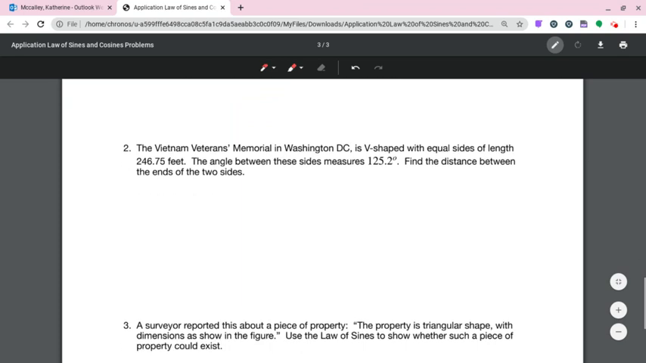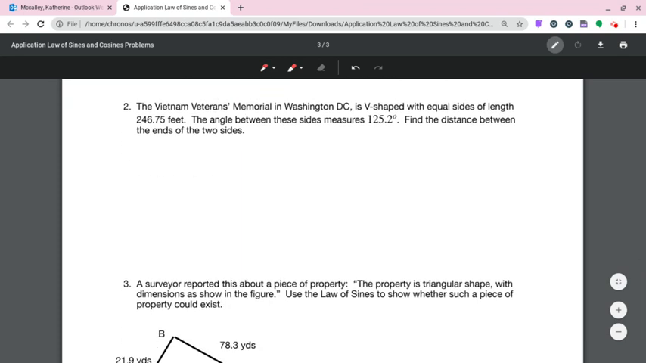Now, if you take a look at this, the Vietnam Veterans Memorial in Washington, D.C. is a V shape with 2 equal side lengths. So, guys, when you draw this, that means it's going to be somewhat of an isosceles triangle, okay? That means each side length is 246.75 feet. The angle between, that's right here, is 125.2 degrees. That's what they're talking about.